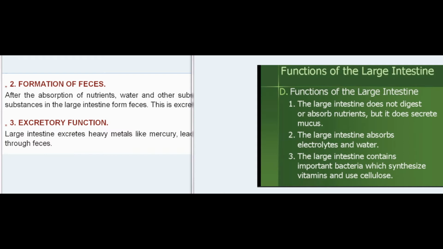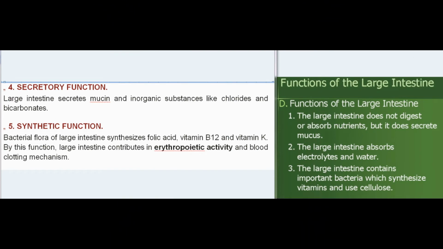3. Excretory function. The large intestine excretes heavy metals like mercury, lead, bismuth and arsenic through feces. 4. Secretory function. The large intestine secretes mucin and inorganic substances like chlorides and bicarbonates. 5. Synthetic function. Bacterial flora of the large intestine synthesizes folic acid, vitamin B12 and vitamin K. By this function, the large intestine contributes in erythropoietic activity and blood clotting mechanism.